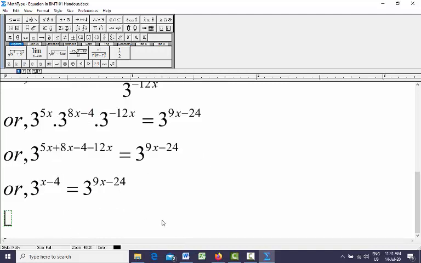Now a new rule for you, a new rule to learn. Always remember, when the bases are same in the left hand side and the right hand side, but powers are different, in such case, see here, in the right hand side we have base 3, in the left hand side also we have base 3. In such case powers will be equal to each other.